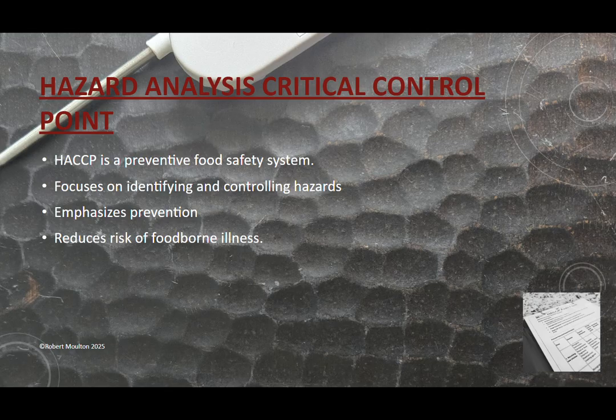So rather than relying on a single end product testing, the HACCP system emphasizes a proactive approach to implement measures throughout the food production process to identify any potential points of contamination and develop strategies to close those gaps. So the primary purpose of the HACCP system is to prevent food safety hazards before they occur, thereby reducing the risk of foodborne illness and making sure that the customers stay safe.